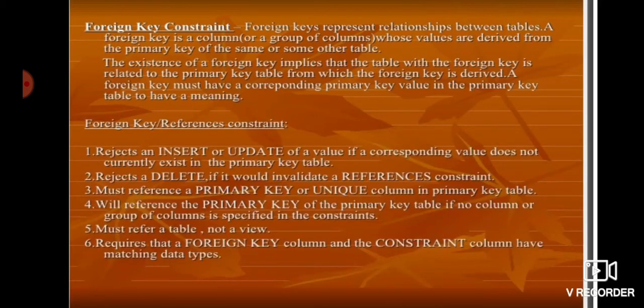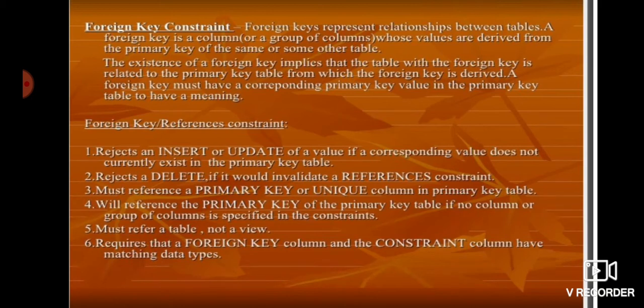Similarly, it rejects a delete if it would invalidate a reference constraint. It must reference a primary key or unique column in a primary key table, with reference to the primary key of the primary table if no column or group of columns is specified by the constraint. So the foreign key constraint is applied to a column by the database administrator to make it reference the primary key table. If the key is not present in the primary key table, then it is rejected.